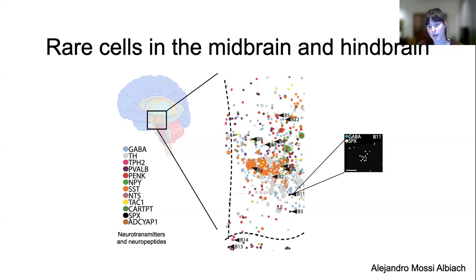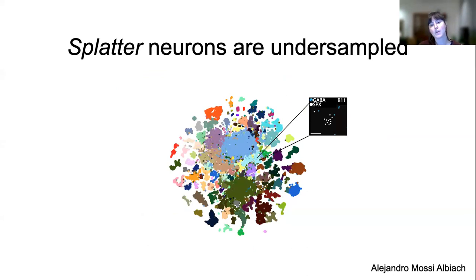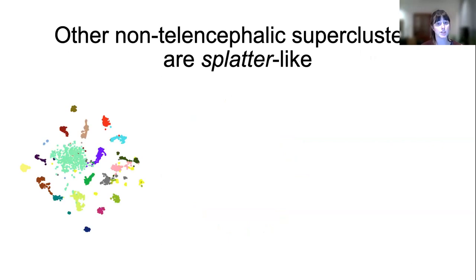And so when you think about a cell like that, that's so rare in the region it's found, you might imagine that they would end up someplace sort of in the center of this embedding here. In other words, these neurons would be very difficult to cluster if they weren't sampled deeply enough. And so indeed, we think that these splatter neurons are undersampled. And we tested this a bit computationally.